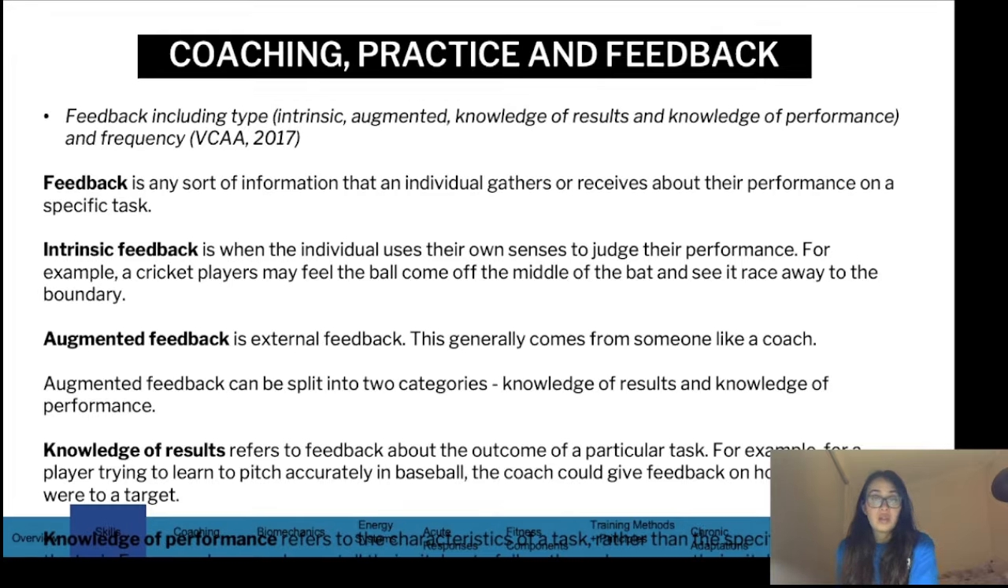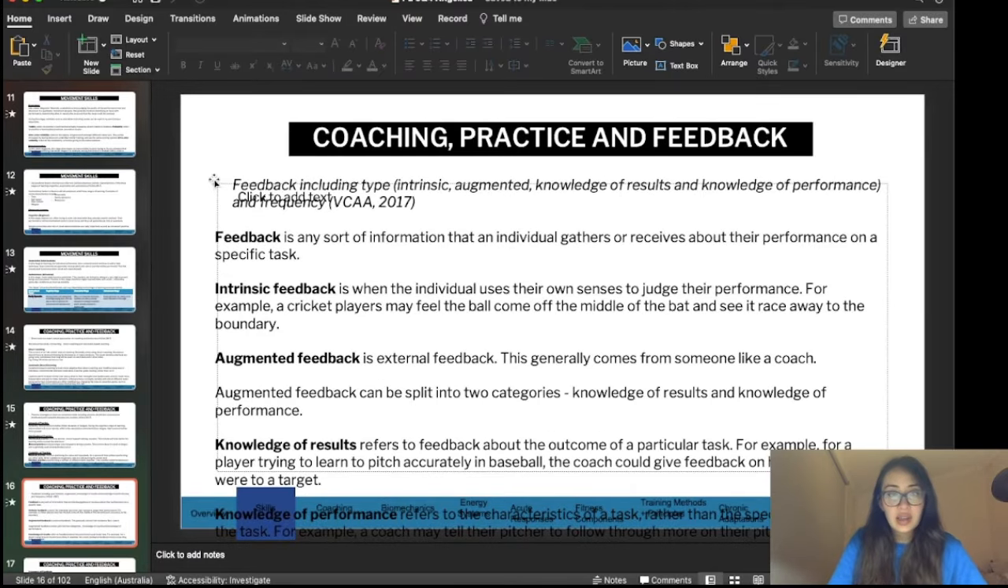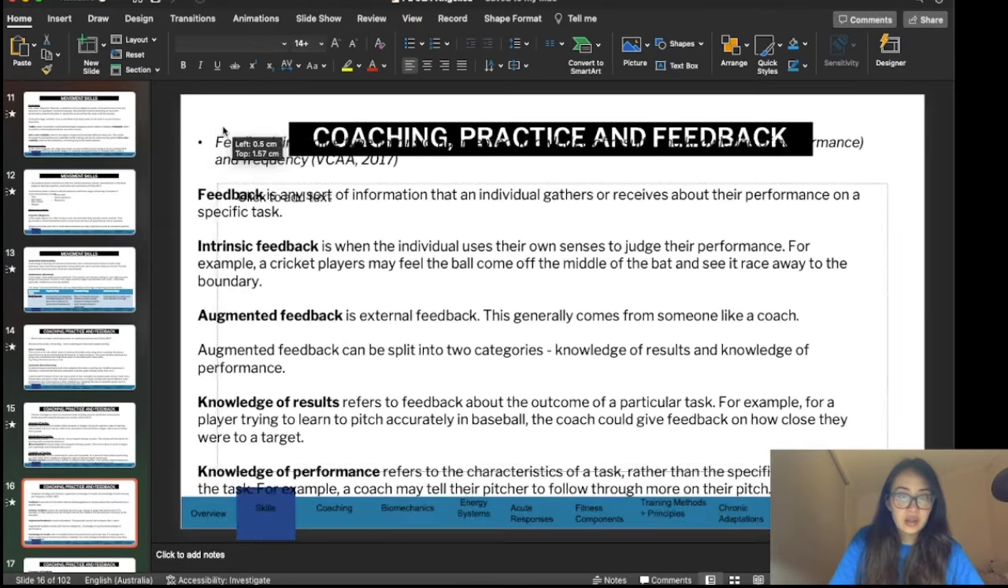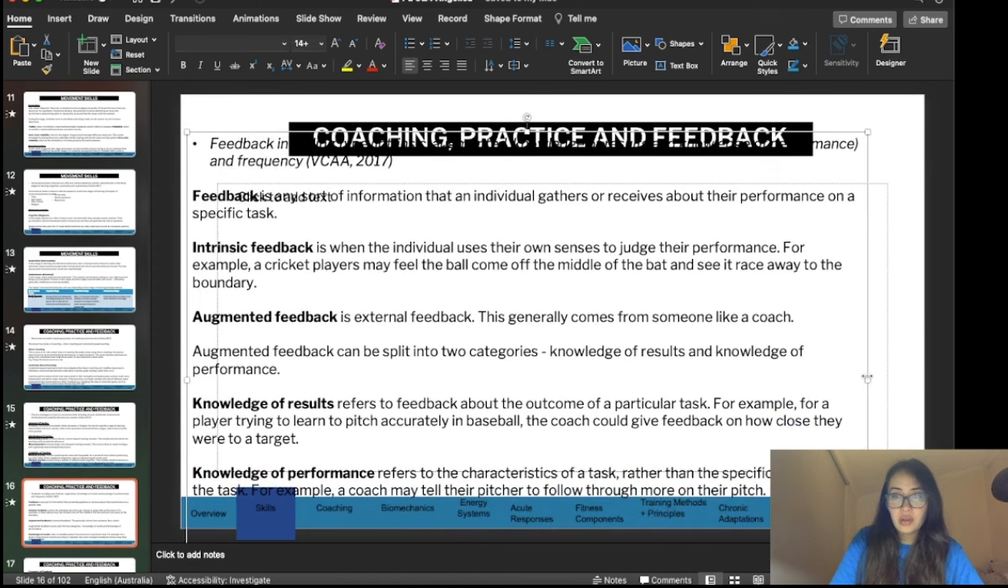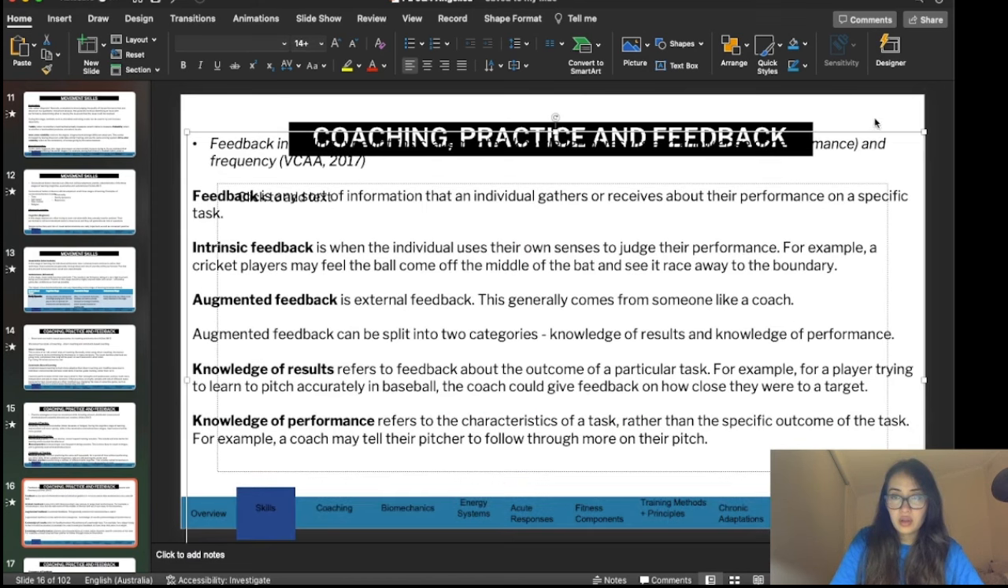Whereas knowledge of performance is more about, I don't know why that's written like that. Something happened to my slides. Do you know why it's like that, guys? Sorry. That's extremely annoying. Because they were all fine before, and now they're not.